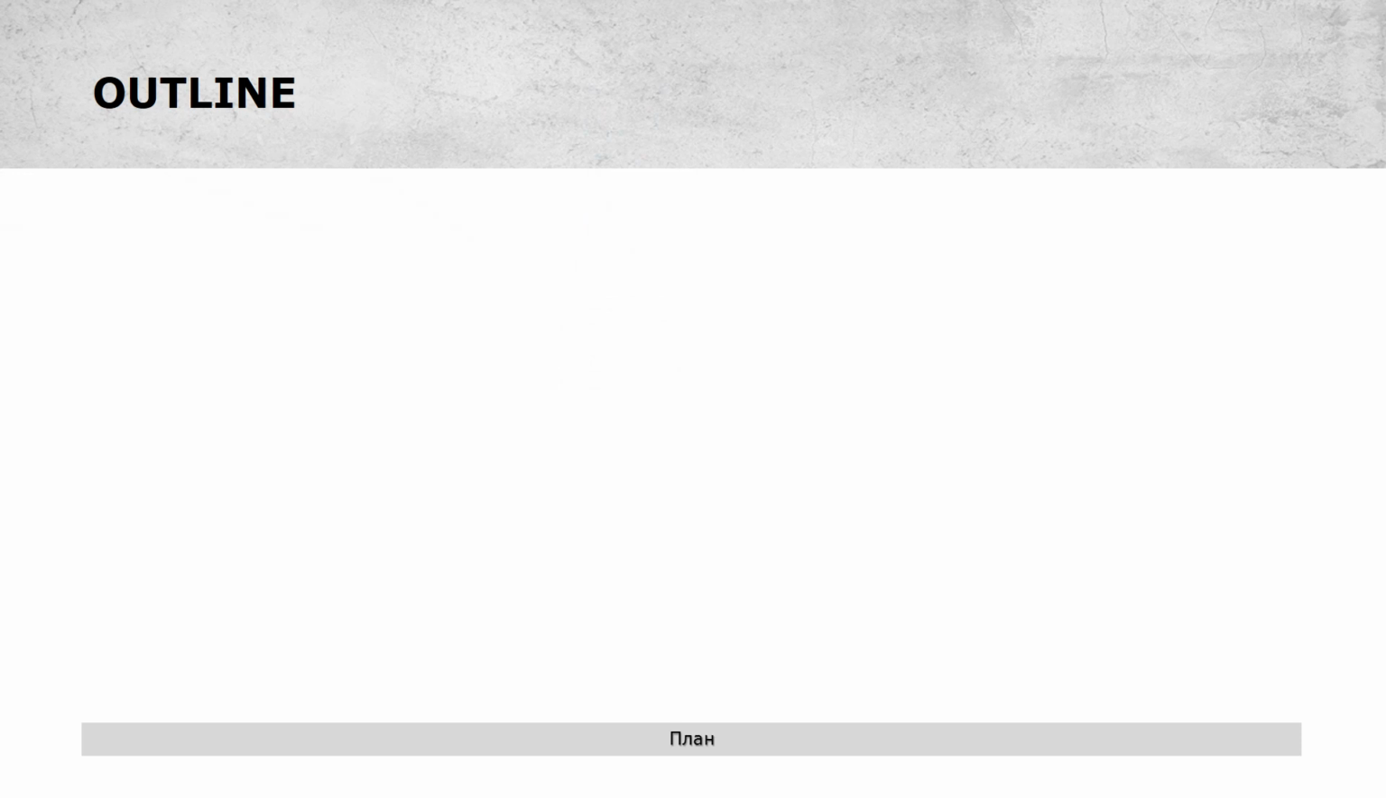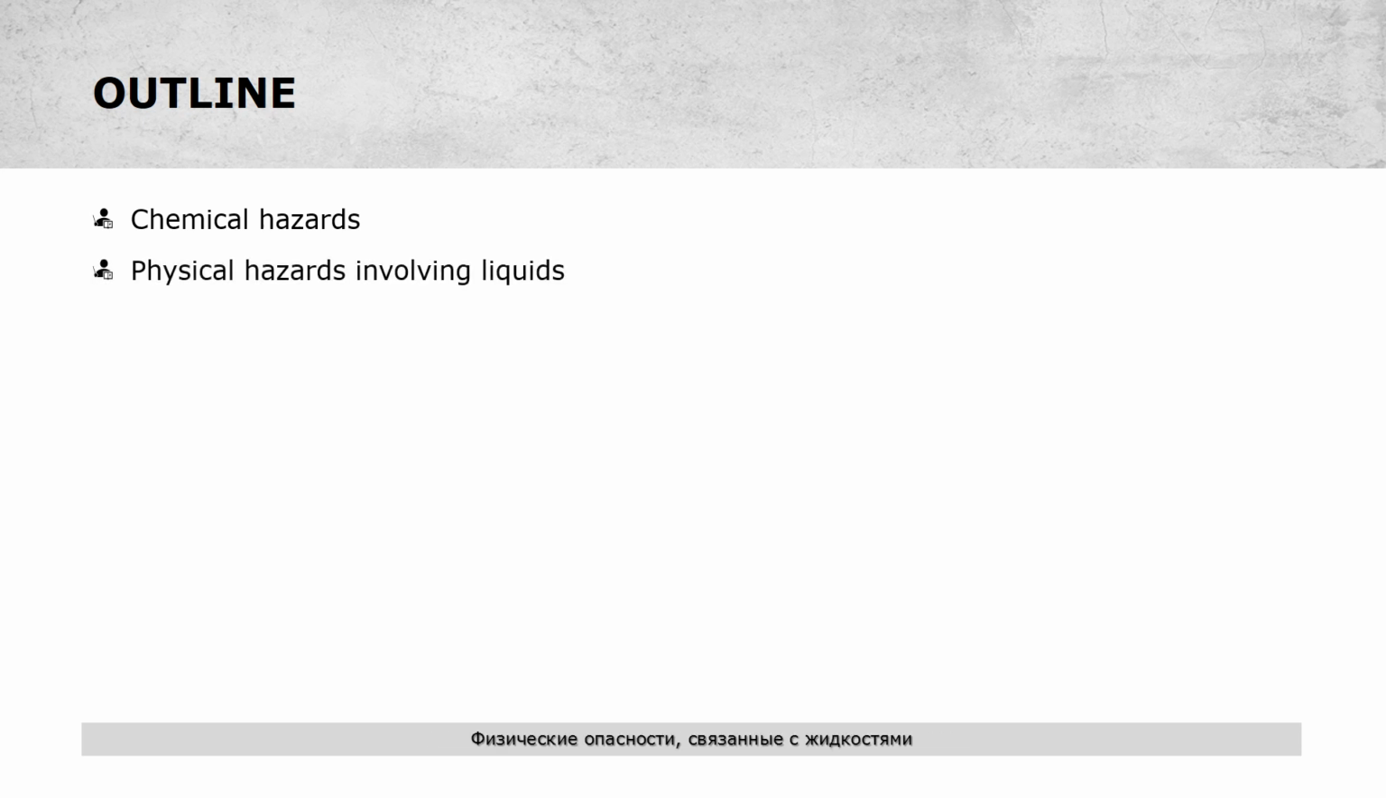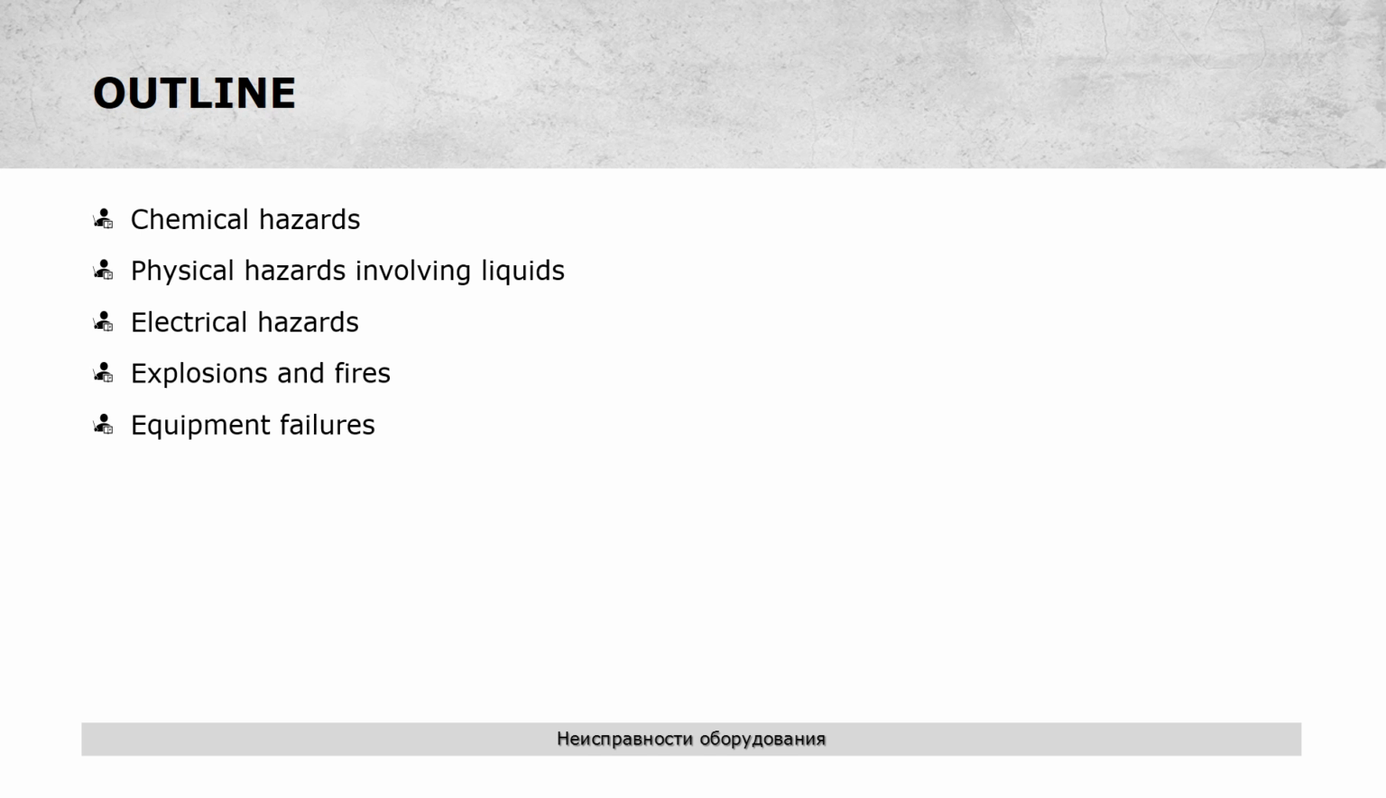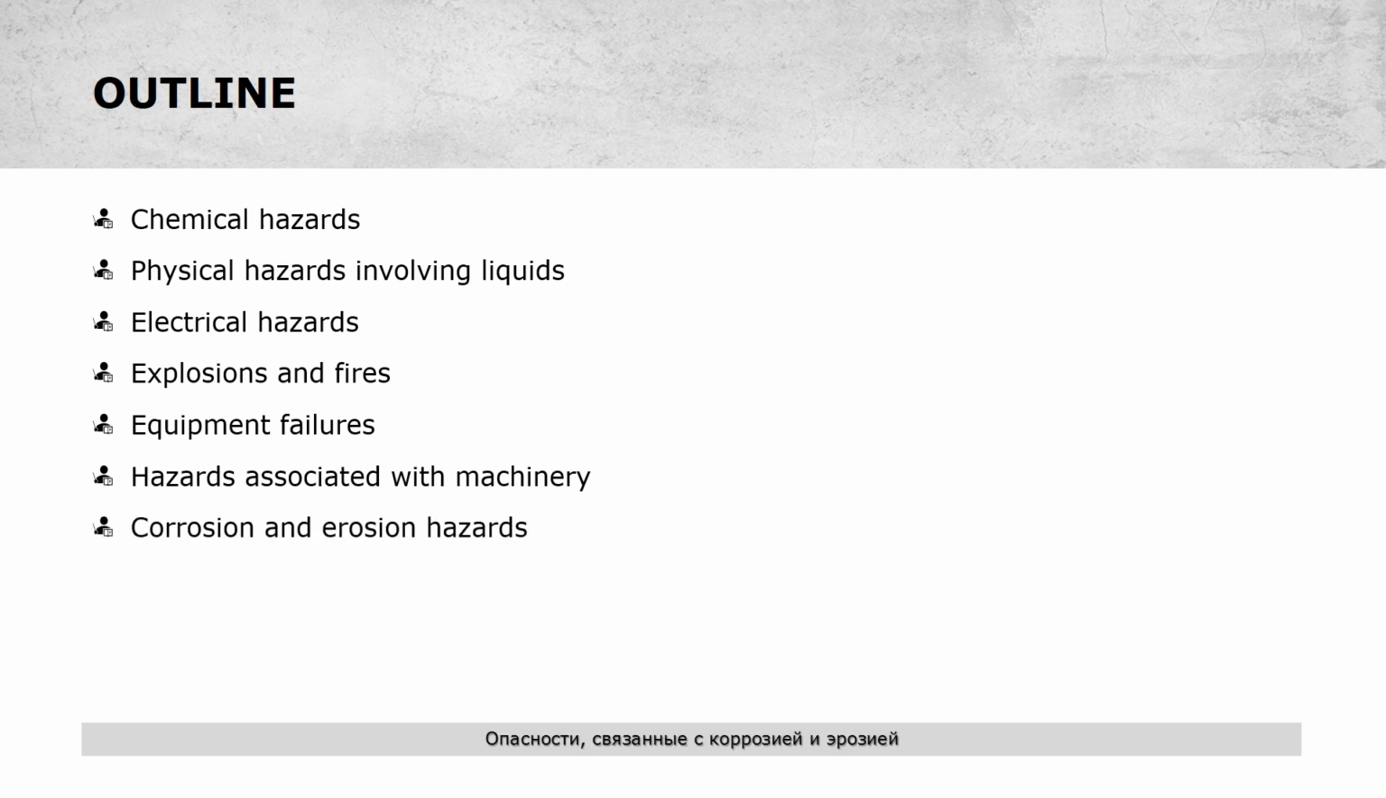Outline. Chemical hazards. Physical hazards involving liquids. Electrical hazards. Explosions and fires. Equipment failures. Hazards associated with machinery. Corrosion and erosion hazards. Process hazard analysis.